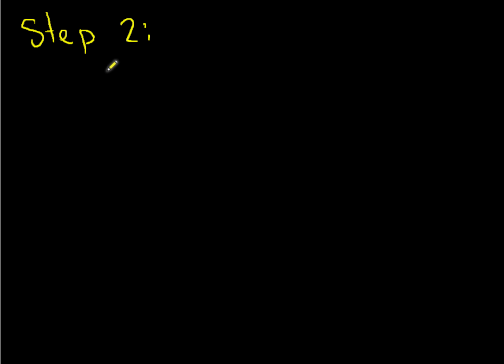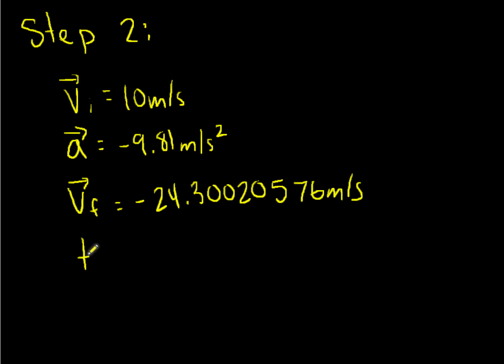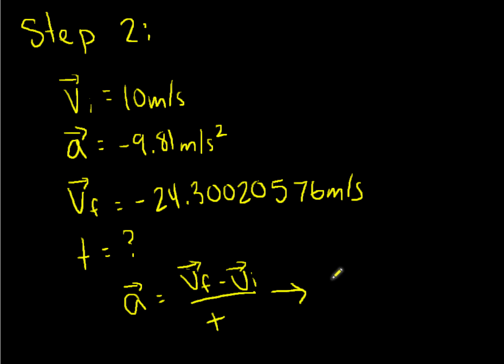Now that we have Vf, we can move on to step 2. Step 2 is finding t. Now we have Vi as 10 meters per second. Acceleration is negative 9.81 meters per second squared. Vf is equal to negative 24.300200576 meters per second. t equals question mark. A much easier formula that involves all these variables is a equals Vf minus Vi over t. Rearranging this one for t is much easier. t equals Vf minus Vi over a.